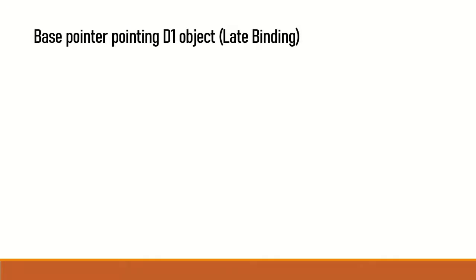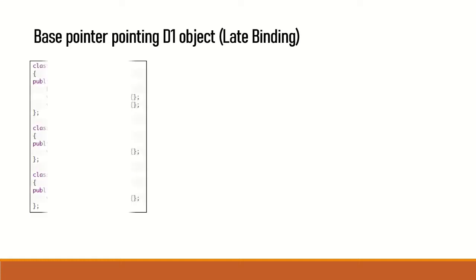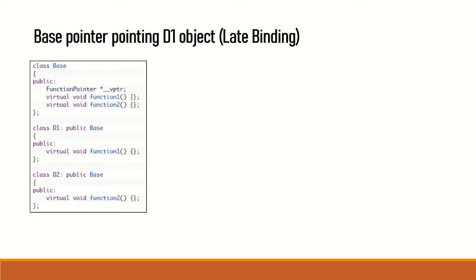Welcome back. In this lecture, we're going to understand how to achieve late binding using virtual functions in C++. Let's take the same example that we have discussed to understand the view of a virtual table of the base class and derived class. So we are going with the same example here to implement late binding.